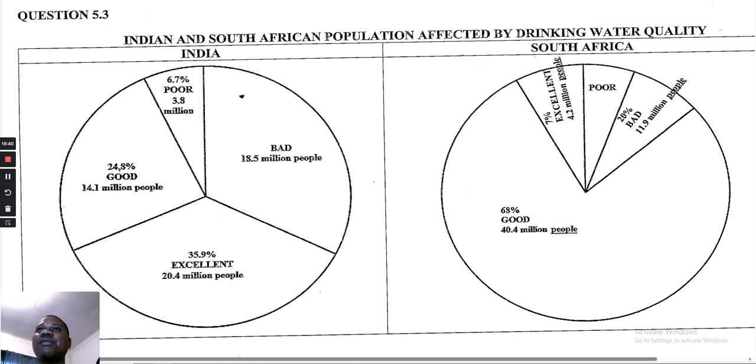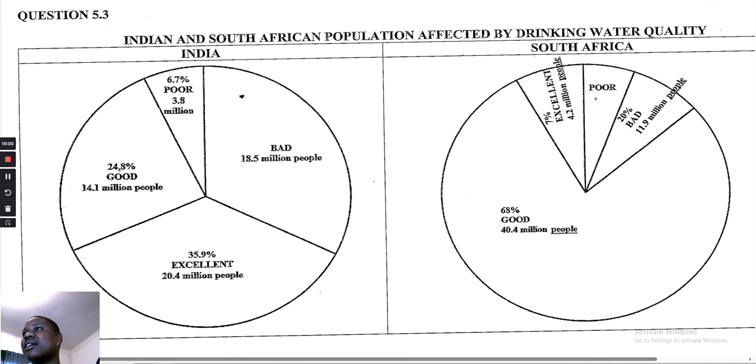So there we have India, we have South Africa, we have poor. These are the people that are saying the water is poor. This one they say good, 14.1 million. Then this one they say excellent, 20.4 million people. The ones that are saying bad, how many are they? 18.5 million. Then we go to South Africa.